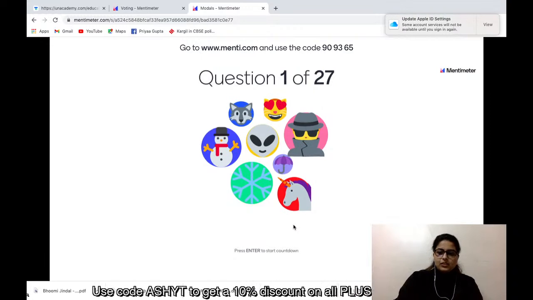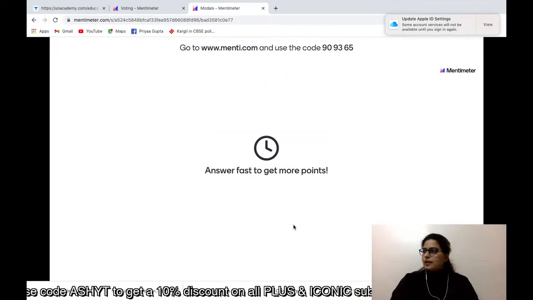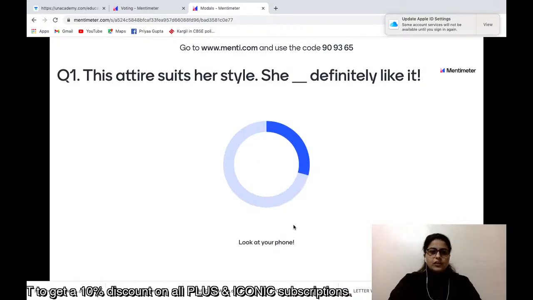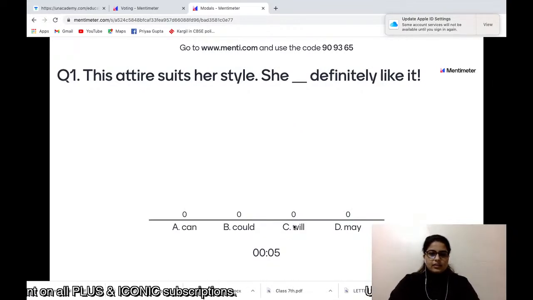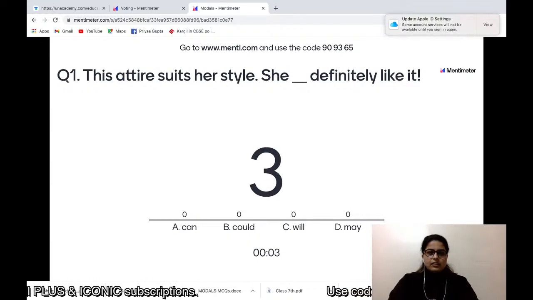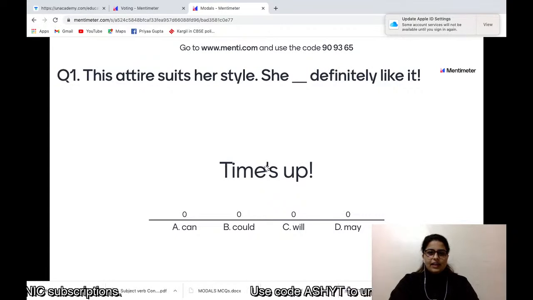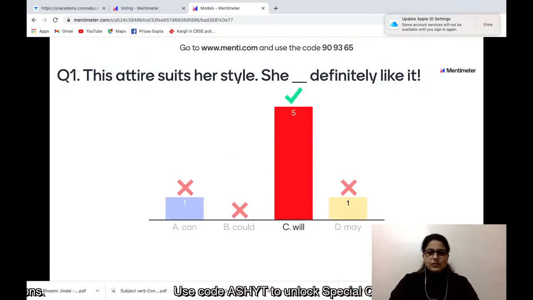Okay. So we are entering it and we are trying to find out the answers. So the first question is on the screen. This attire suits her style. She dash definitely like it. Time up. The right answer is will.